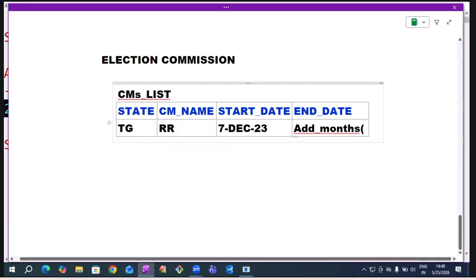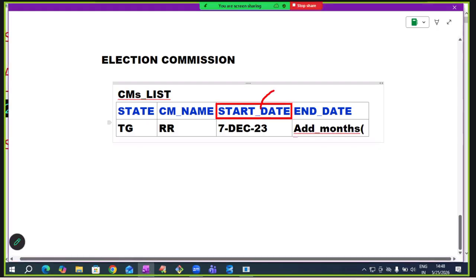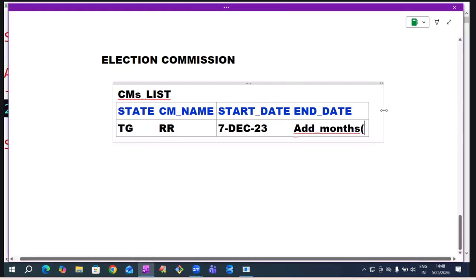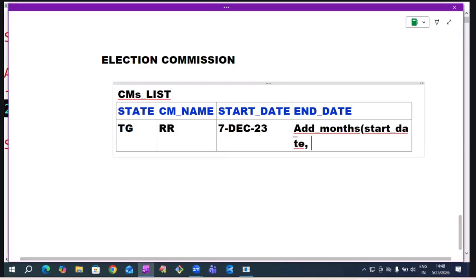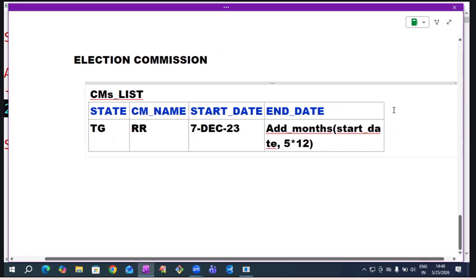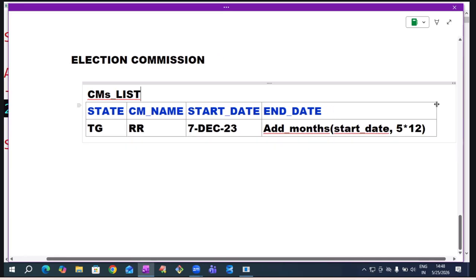Add months. To which date do we have to add? The start date. Okay. Don't write sys date there. To the term starting date, add 5 years. How to add 5 years? 5 into 12. After 5 years, we get the date like this.